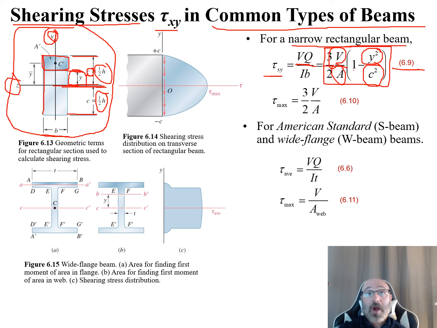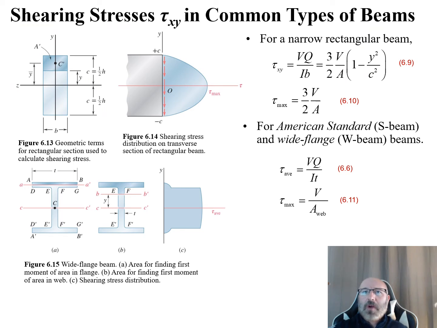And if we're looking for our max shearing stress for a rectangular narrow beam, this is simply going to reduce down to 3/2 V over A, which relates back to equation 6.10 in our textbook. So let's take a more in-depth look at how we get from 6.9 to 6.10. How do we reduce this equation down to what we see here when we're talking about our max shearing stress?